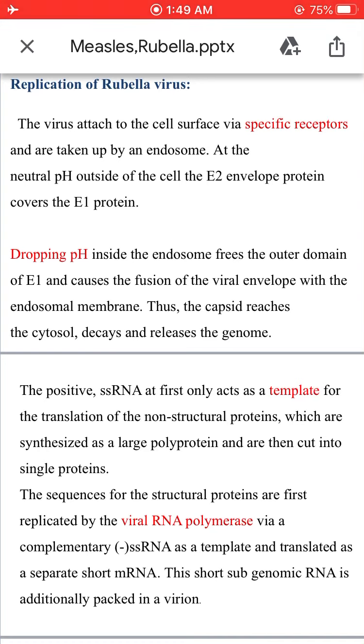The positive single-stranded RNA at first only acts as a template for the translation of the non-structural proteins, which are synthesized as a large polyprotein and are then cut into single proteins. The sequences for the structural proteins are first replicated by the viral RNA polymerase via a complementary negative single-stranded RNA as a template and translated as a separate short messenger RNA. This short subgenomic RNA is additionally packed in a virion.